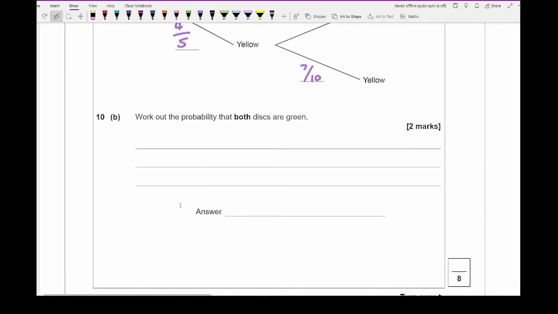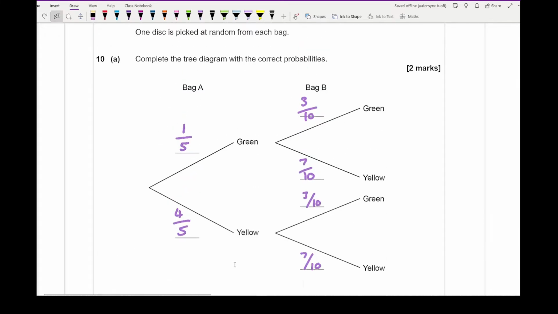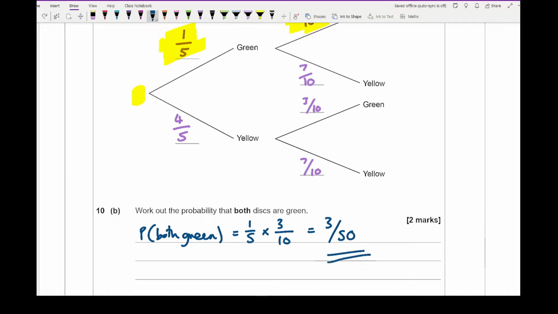Then for question 10b, it says work out the probability that both discs are green. So for both discs being green, starting at the start of our probability tree, we're going on this branch here and then this branch here, and that keyword of and. So the probability of both being green is going to be 1/5 multiplied by 3/10, and again if I stick that into my calculator, I get an answer of 3 over 50, which can't be simplified, so there is my final answer.